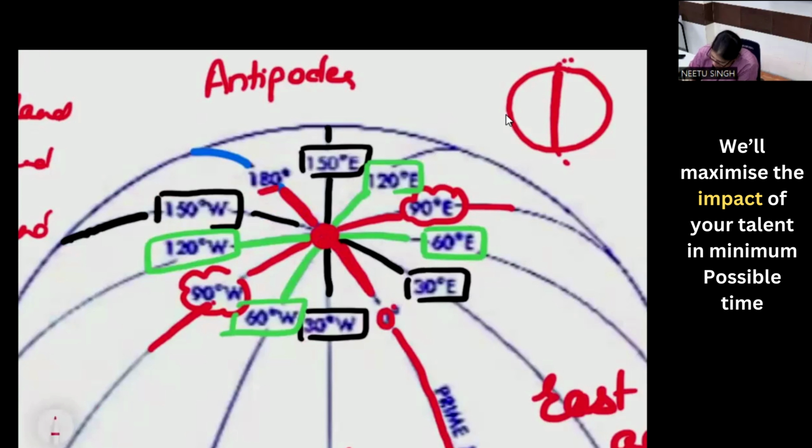What is the antipode of 90 degrees west? It will be 90 degrees east. What will be the antipode of 60 degrees west longitude? It will be 120 degrees east longitude. I hope you are noticing it.